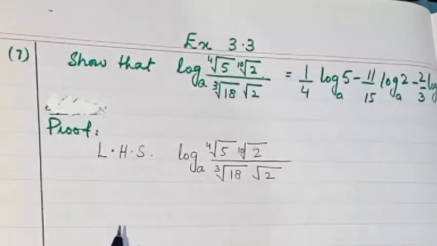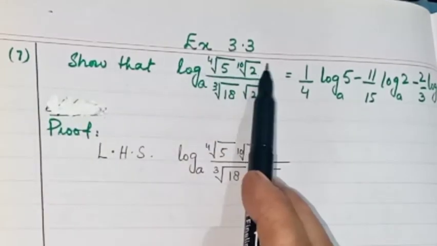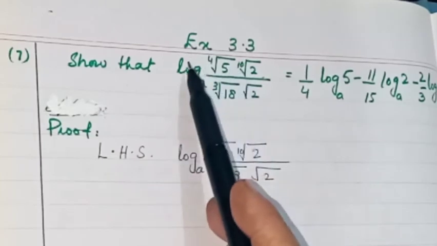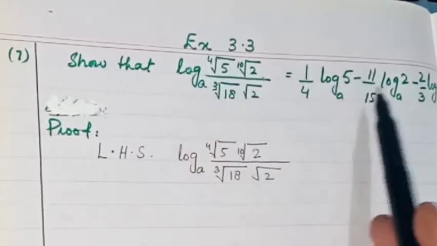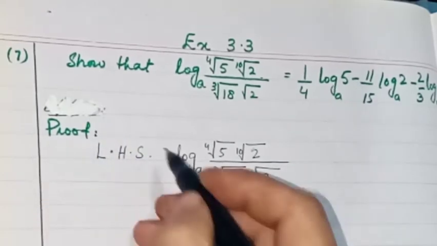Bismillahirrahmanirrahim. Assalamu alaikum students. Today I am going to solve question number 7 of exercise 3.3, in which we have to show that the given left hand side is equal to right hand side. So for the proof I am taking the left hand side.